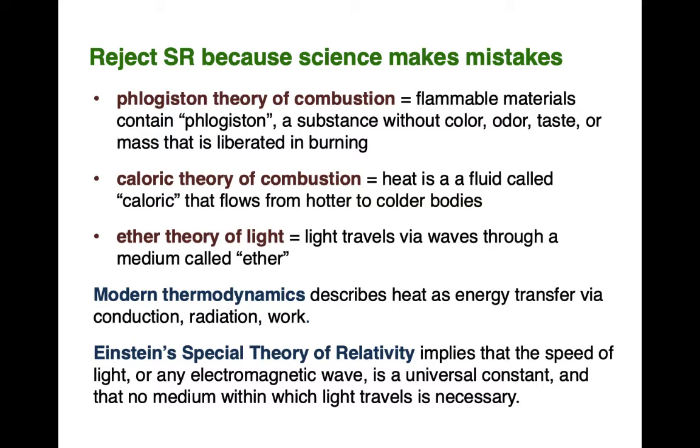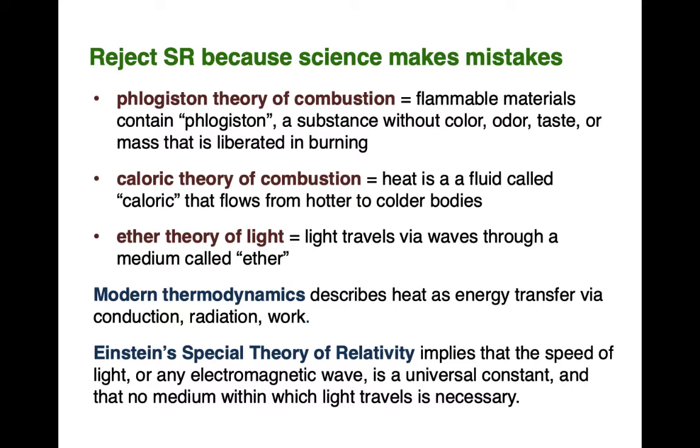The now rejected caloric theory of combustion said that heat is a fluid, called caloric, that flows from hotter to colder bodies. Perhaps you've heard of the ether theory of light, namely that light travels via waves through a medium called ether. So no ether, no caloric, no phlogiston was ever found. Yet these were used to explain heat.